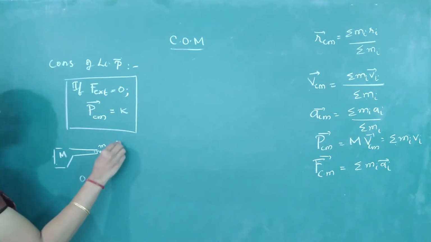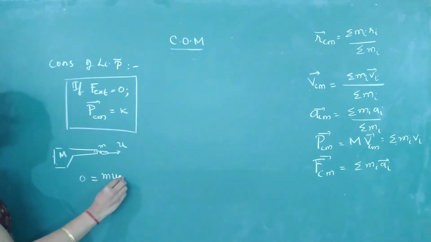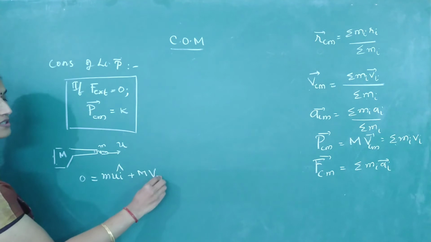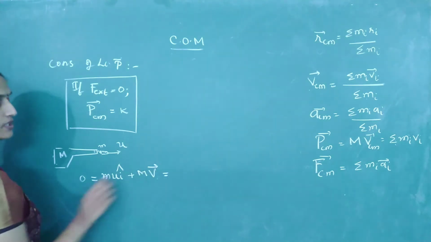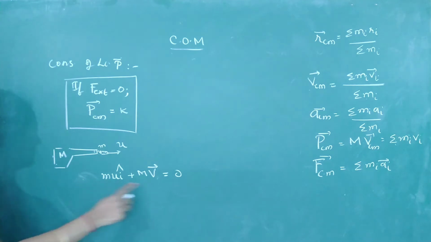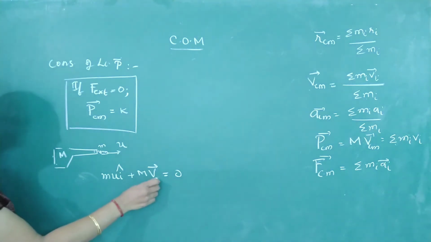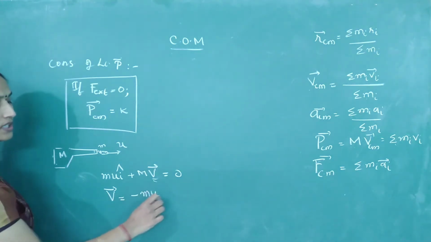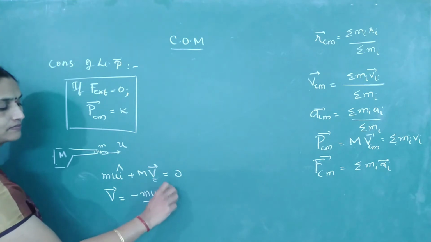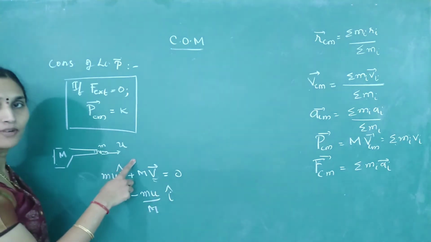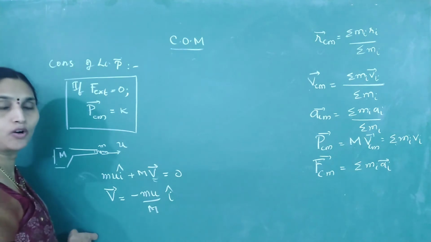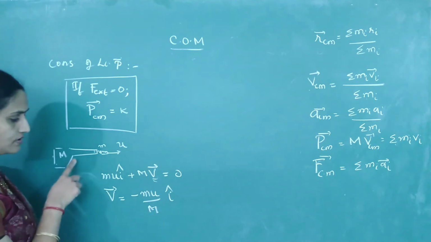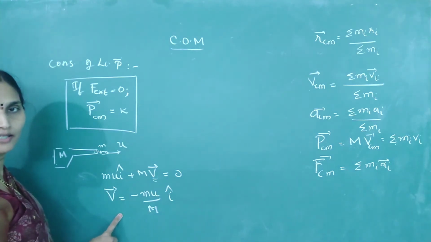If you fire the bullet with a speed u, m into u i cap, momentum of the bullet, plus momentum of the gun, we call this the recoil speed, must be equal to 0. Total initial momentum should be equal to final momentum. From here, tell me the velocity of the gun. V is equal to minus of mu divided by capital M i cap. So when you fire a bullet from a gun, the gun will move in the opposite direction with a velocity m into u divided by capital M. This is one simple example of conservation of linear momentum.